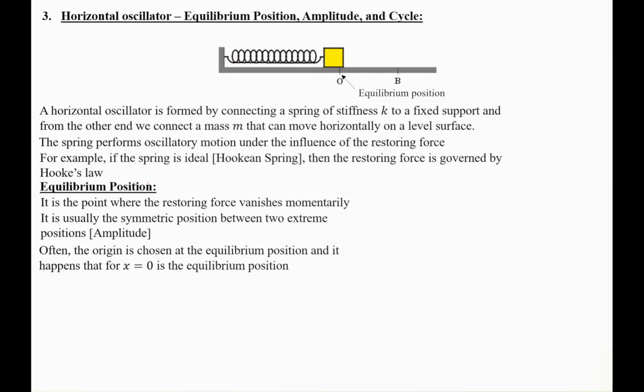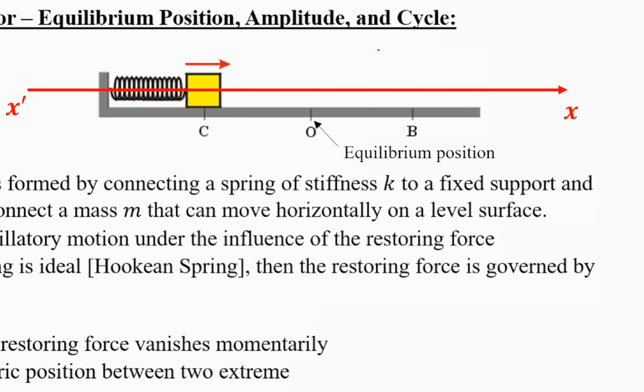Often the origin is chosen at the equilibrium position, and it happens that x equal to 0 is the equilibrium position. Now x here represents the position of the block, and if we're talking about a Hookean spring, then the force provided by the Hookean spring is given by F equals minus kx, and remember that this sign represents that the force is a restoring force. So when x is equal to 0, the force vanishes momentarily, and it happens to be the equilibrium position, which is here.